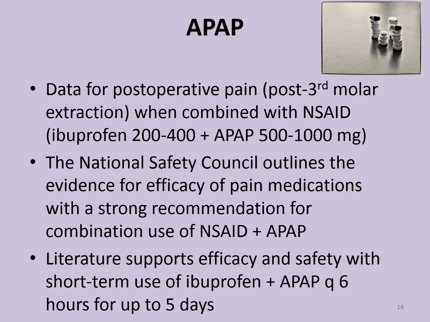The National Safety Council outlines the evidence for efficacy of pain medications with a strong recommendation for combination use of NSAIDs and acetaminophen. So overall, there's newer literature that supports the efficacy and safety with the short-term use of NSAIDs and acetaminophen, and specifically a large amount of the recommendations and studies come from ibuprofen 400 milligrams with 1,000 milligrams of acetaminophen every 6 hours, used in combination for up to 5 days.